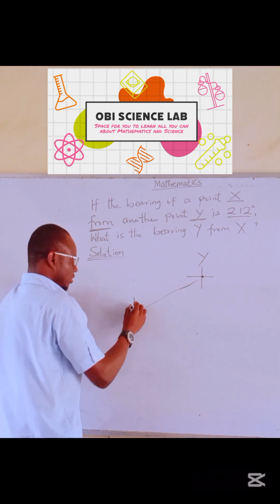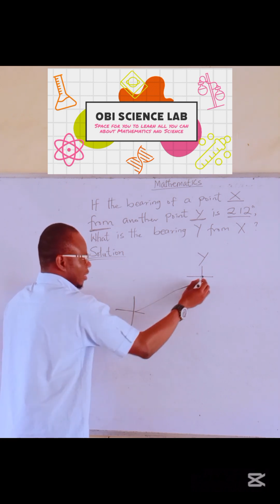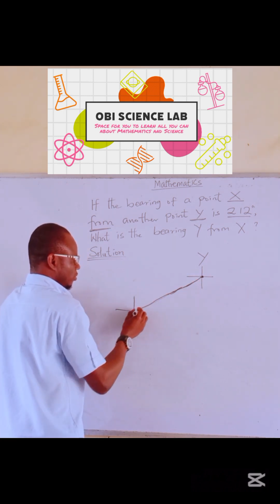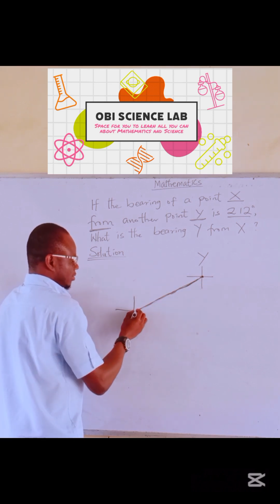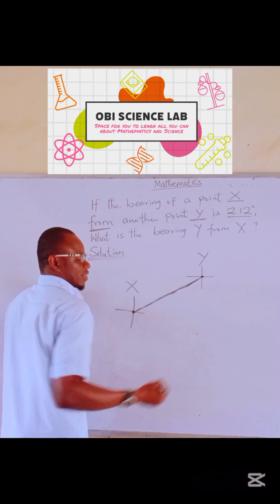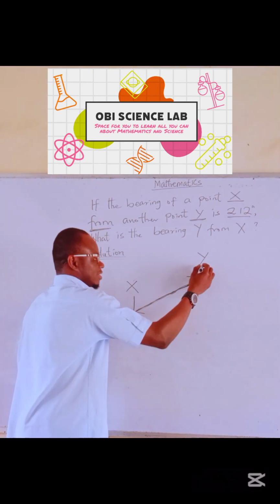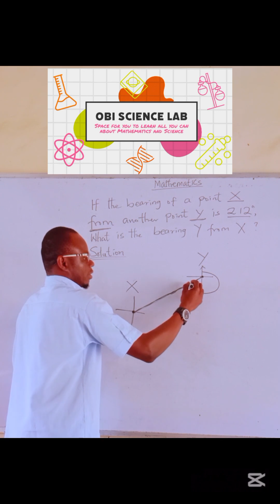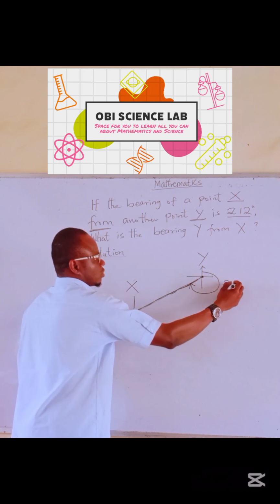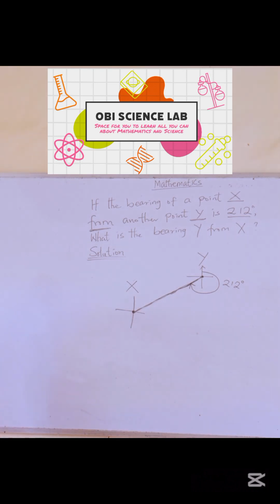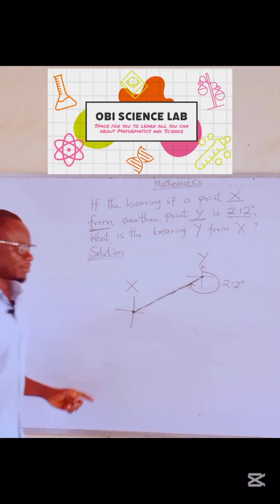So we're going to have something like this. That is the direction of movement from y to the point that will have x. So this point is our point x, and of course bearings are measured in the clockwise direction starting from the north pole. So the bearing of this x from this y is 212 degrees.